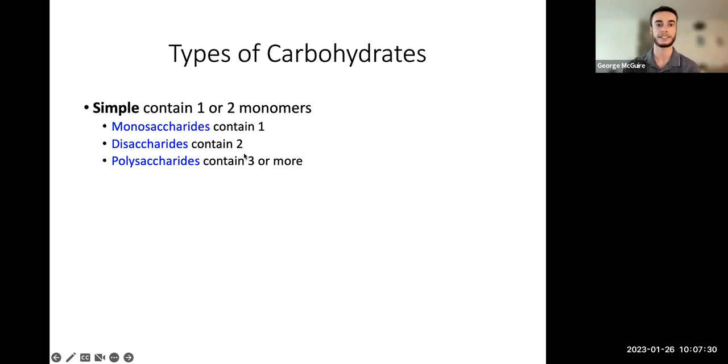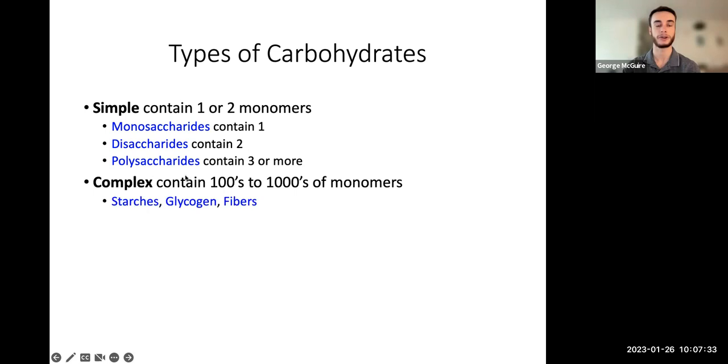And then polysaccharides are what make up our complex sugars, which have three or more. Typically our polysaccharides will be much, much larger than just three. Complex sugars typically contain hundreds to thousands of monomers all combined together. So things like starch, which is the storage form of sugar in plants, glycogen, the storage form of sugar in animals, and then fibers, which is the usable construction and structural type of sugar that makes up the structure of things like leaves and stems. So we get a lot of our fibers from those leafy or stemmy vegetables.